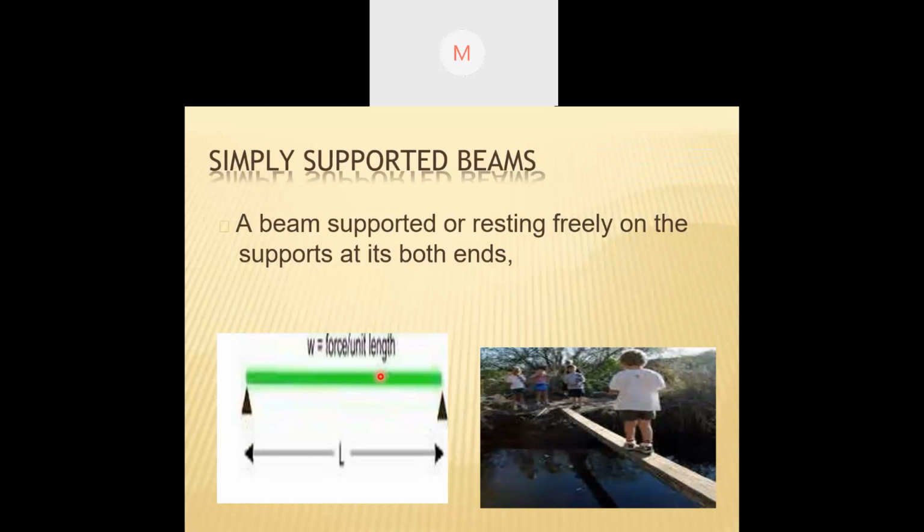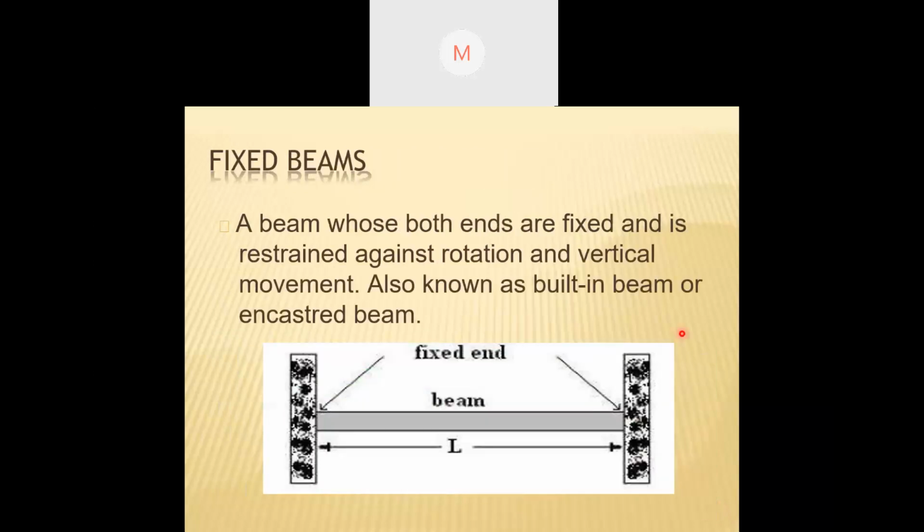Now we go to the next one, that is a simply supported beam. In a simply supported beam, the beam is simply supported, that means there is no fixing. Now if you can see on the right side where the pointer is, the plank is simply supported at this end and at this end. So this type of beam is called simply supported.